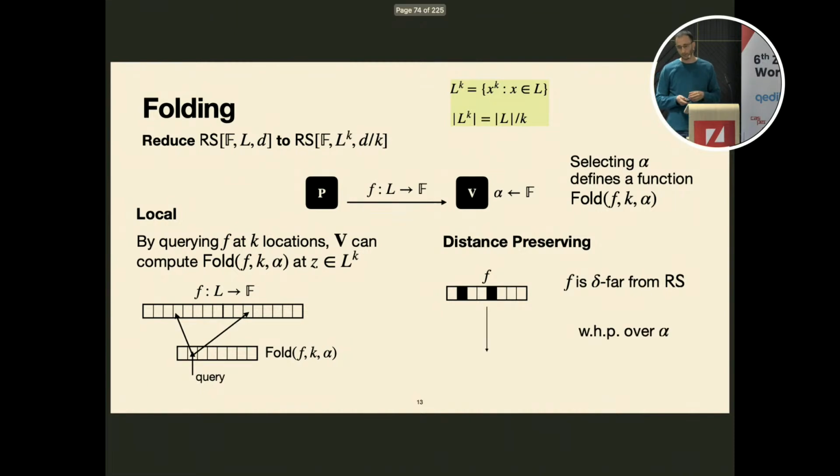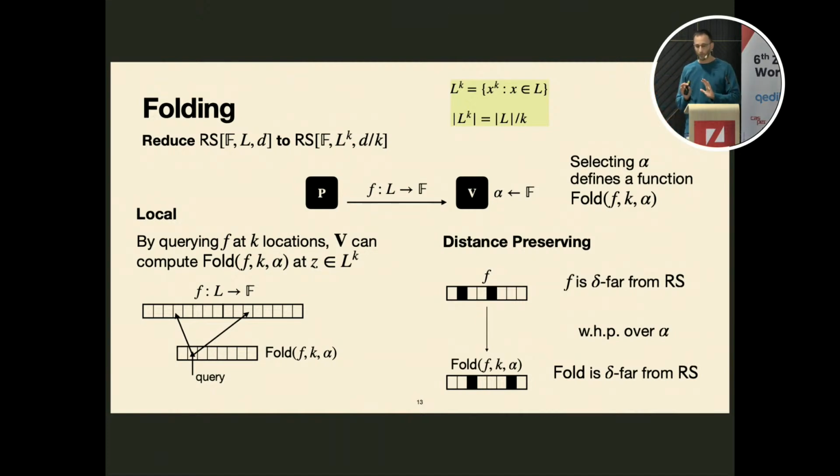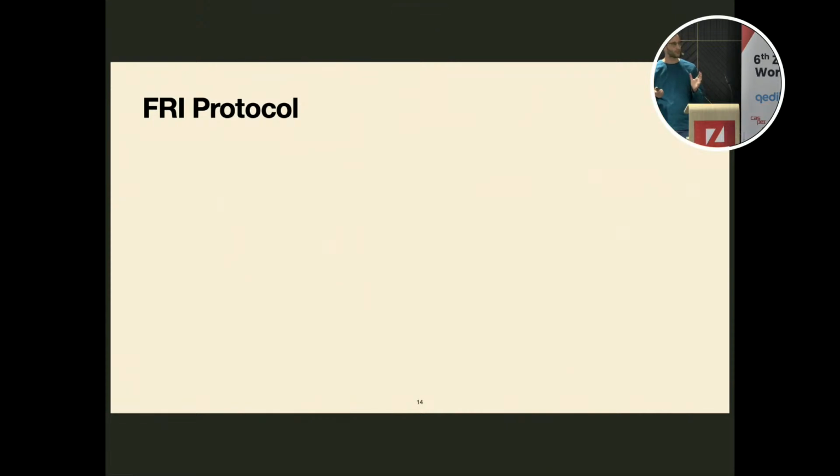So if f was delta far, then except with some small probability over alpha, and this error, if you're familiar with proximity gaps, comes from there, then this folding is going to maintain the same distance. So this is a basic folding operation. I'm not going to dive into how this folding works. But with this folding, and again, this is not exactly the Phi protocol, but a very rough overview.